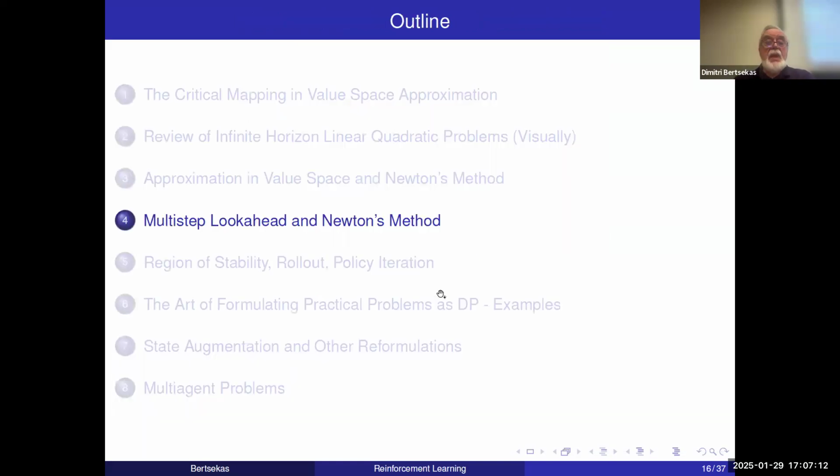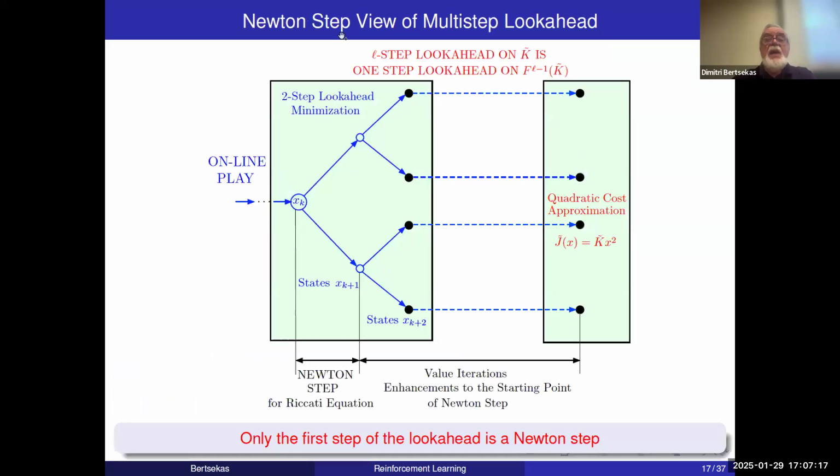So now, let's consider multi-step look ahead. In particular, let's consider two-step look ahead in this figure. So instead, from here, we go to the quadratic cost approximations. We take one more step and then go to the quadratic cost approximation. Now, the important thing to remember about multi-step look ahead, in particular L-step look ahead on K tilde, is that it is a one-step look ahead on K tilde after it has been iterated with a Riccati operator L-1 times, right?